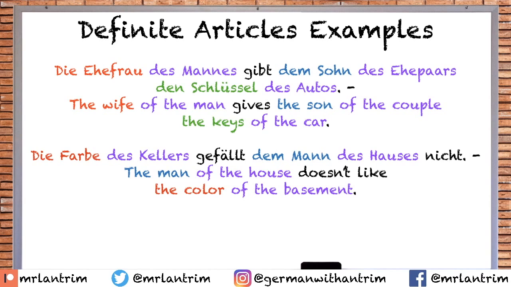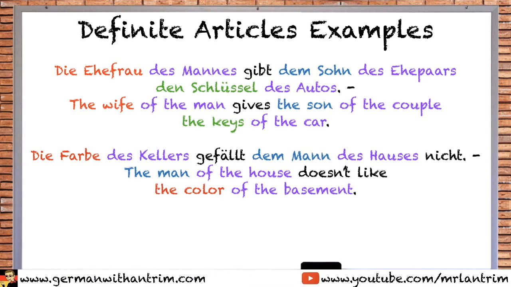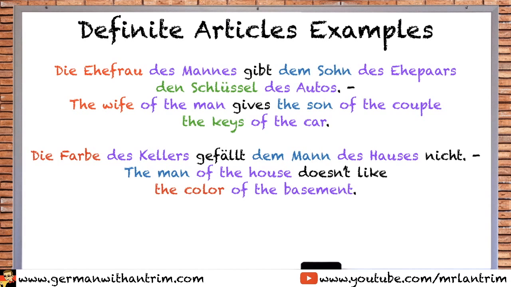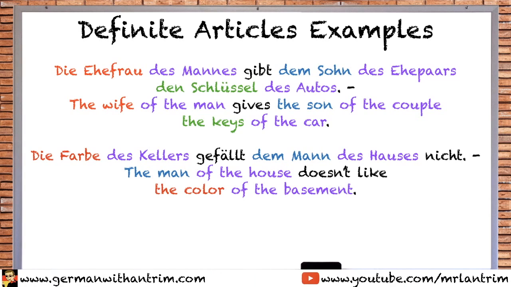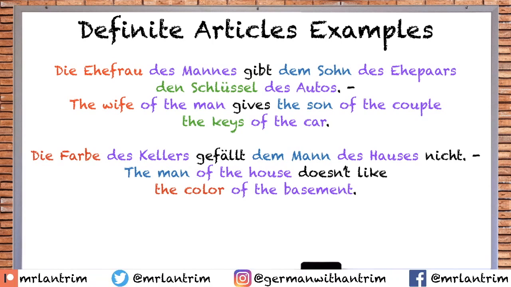Now let's get into some examples in sentences and see how this is kind of all tied together. Die Ehefrau des Mannes gibt dem Sohn des Ehepaars den Schlüssel des Autos. So, I did this on purpose. I put genitive case sprinkled throughout the entire sentence because I wanted to make sure that you knew that genitive case doesn't necessarily have to be in a particular place in the sentence. It just has to be after the thing that is being possessed. So the thing that is owned, the thing that is being had in any of these sentences, okay? That's where the genitive case goes. So I use this in as many places as I possibly could in my example sentences.